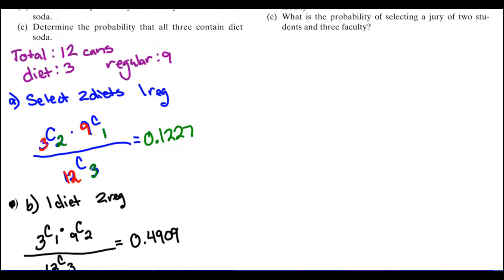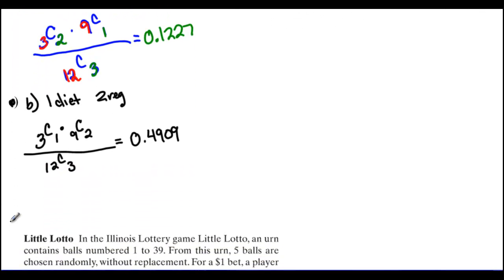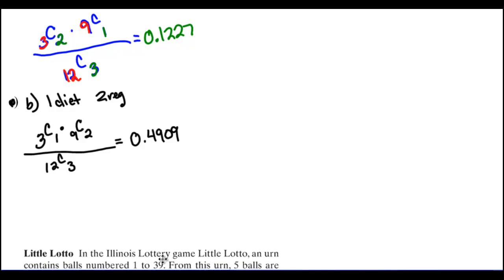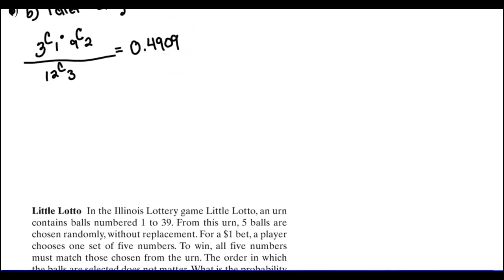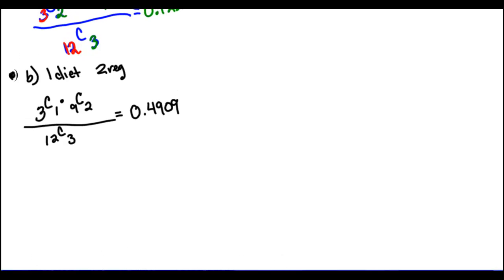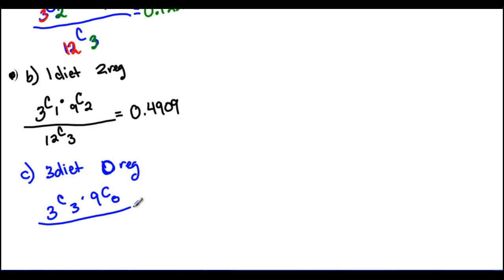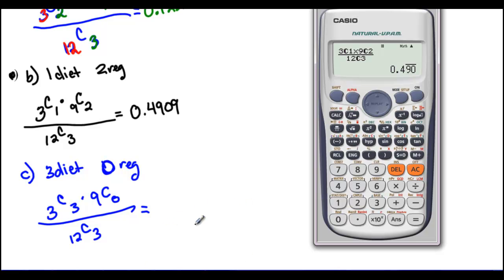And then for C, C wants us to pick all 3 diets. So this is getting a little bit less likely to happen than our first 2 examples. So for Part C, we want 3 diets and 0 regulars. So of the 3 diets, we're going to choose all 3 of those. Of the 9 regulars, we're going to choose none of them. And then again, dividing by that 12 choose 3 for the total number of ways to choose 3 cans out of the 12.